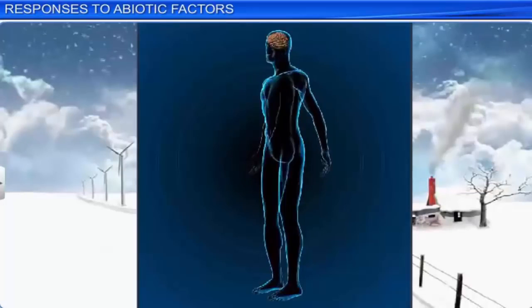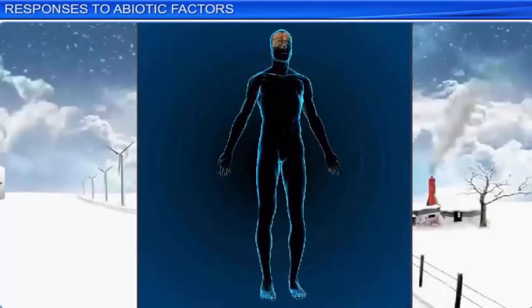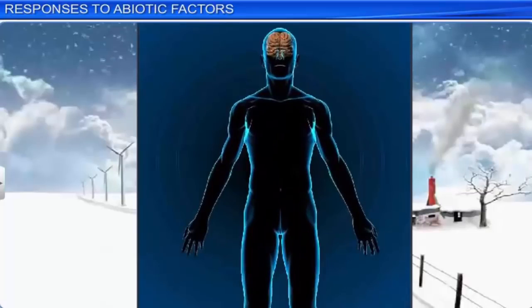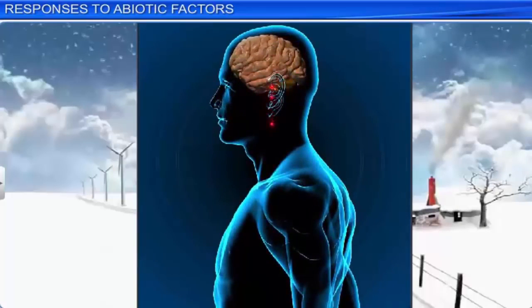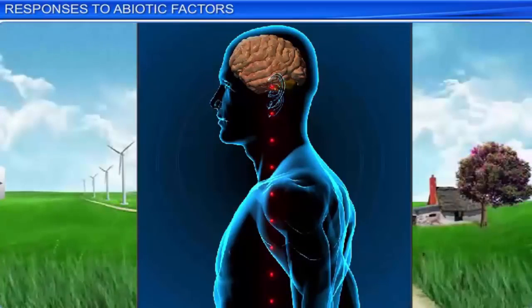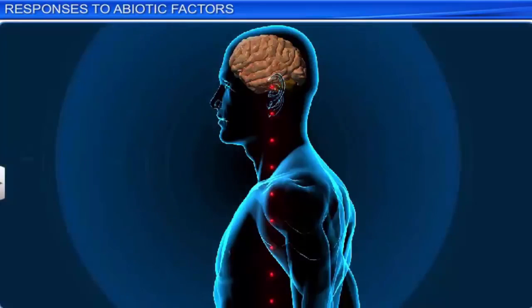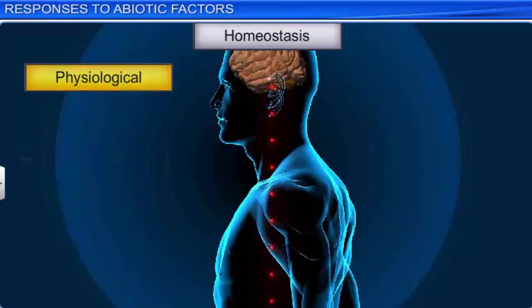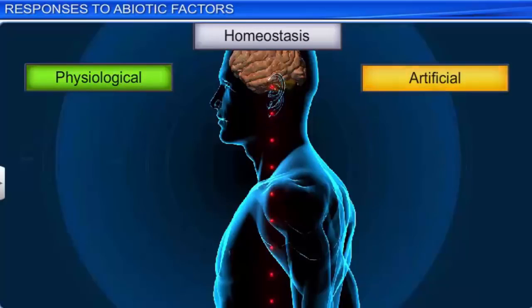To sustain life, many species, through a process called homeostasis, try to maintain the constancy of their internal environment. Homeostasis is defined as a physiological process by which an organism regulates its internal environment in response to the fluctuating external environment. Although organisms achieve homeostasis through physiological means, it can also be achieved through artificial means, which is best seen in human beings.